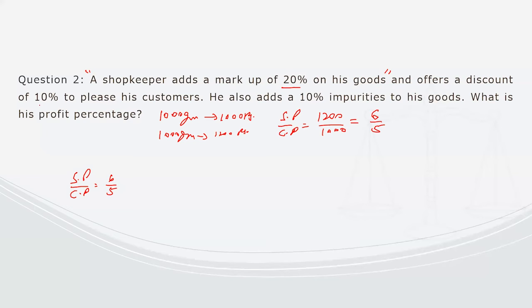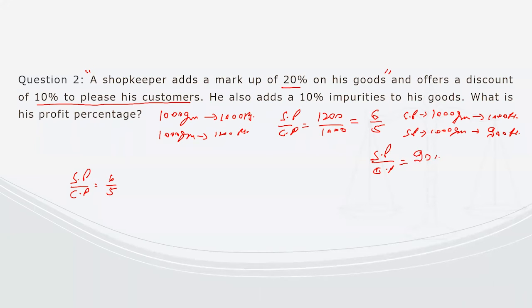He also offers a discount of 10% to please his customer. So suppose it is 1000 grams, it will be 1000 rupees, and this is his cost price. Now, if I offer a 10% discount, my selling price for 1000 grams will become 900 rupees, right? So what will be the ratio of selling price by cost price? It is going to be 900 by 1000. 900 by 1000 will imply 9 by 10. So I'm simply going to multiply this by 9 by 10.